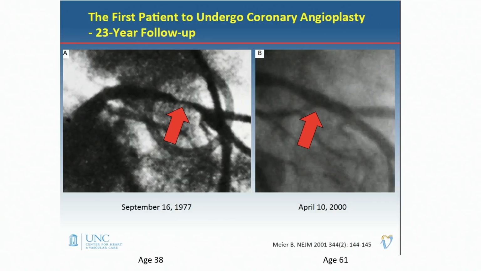For historical interest, this is the first patient that he performed the angioplasty on. As you can see, it's a very tight lesion in the left anterior descending right there. This was when the patient was 38 years old. At age 61, 23 years later, the same patient still has a widely patent vessel after the angioplasty, which is pretty amazing.